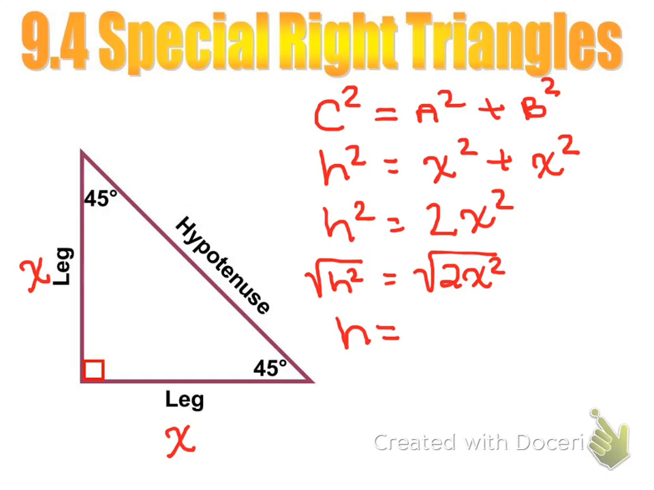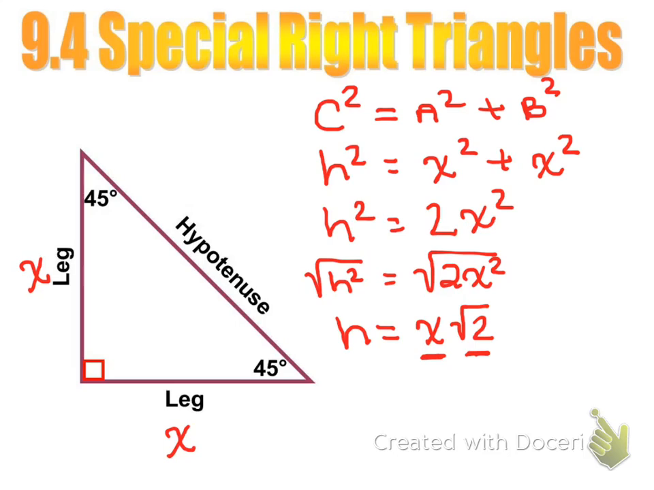The square root of 2 cannot be simplified, but this x squared, we can take the square root of x squared, and that would be equal to x. The 2 would have to stay under the radical. So what we see is, if the leg is equal to x, then the hypotenuse is equal to x times the square root of 2, or the length of a leg times the square root of 2.